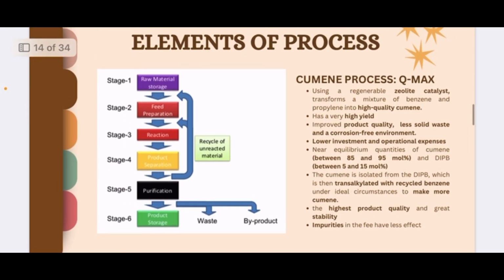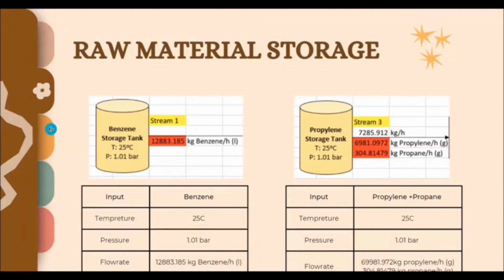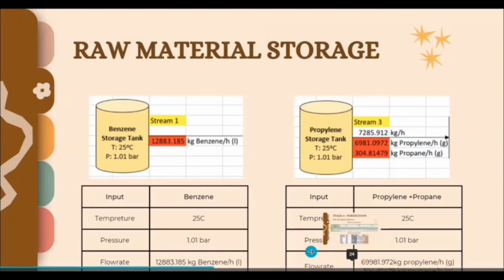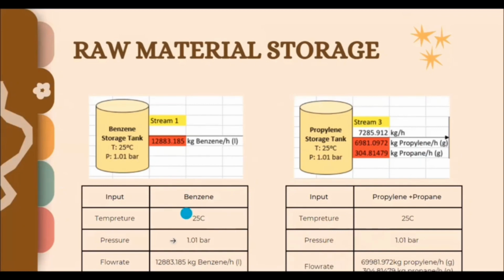For our process, we use the X-Max process method. My name is Siti Binti Isham. So I will start with the raw material storage. The reactants for the process are fresh propylene with 96% propylene and 4% propane, and also fresh benzene. The feedstock is stored at 25 degrees Celsius and 1 bar.